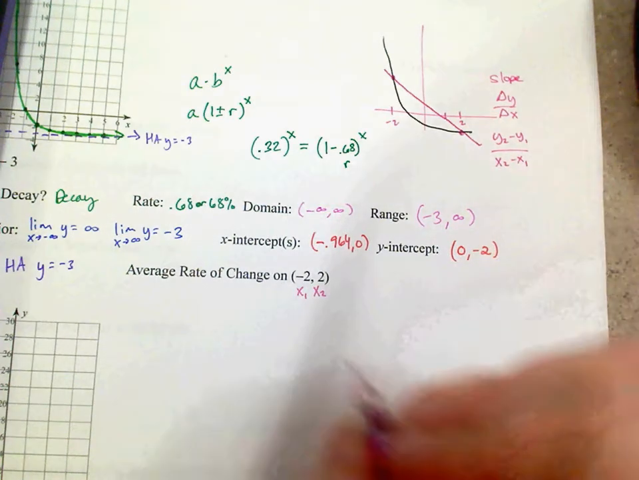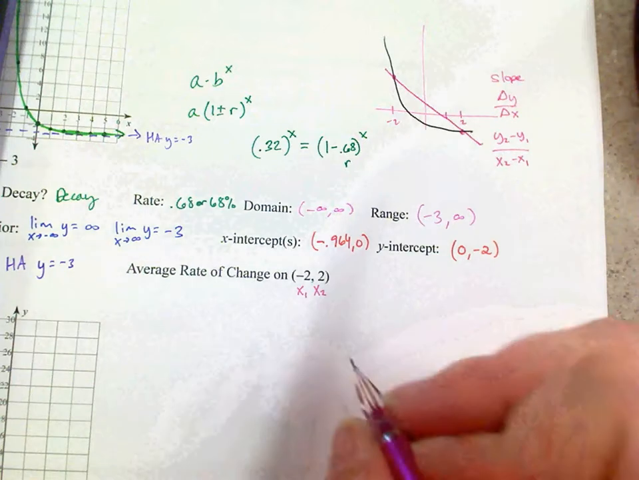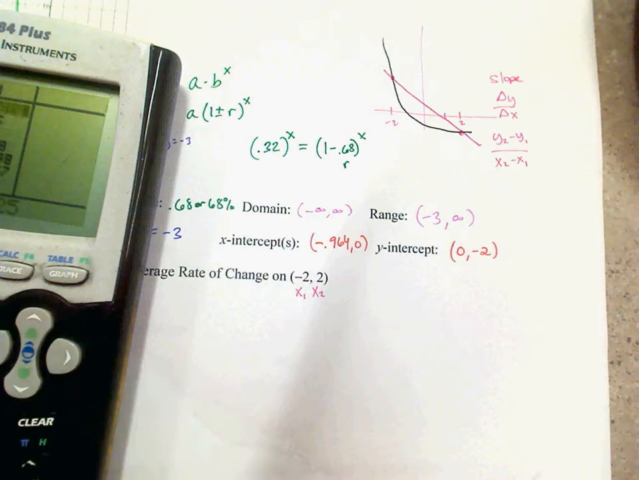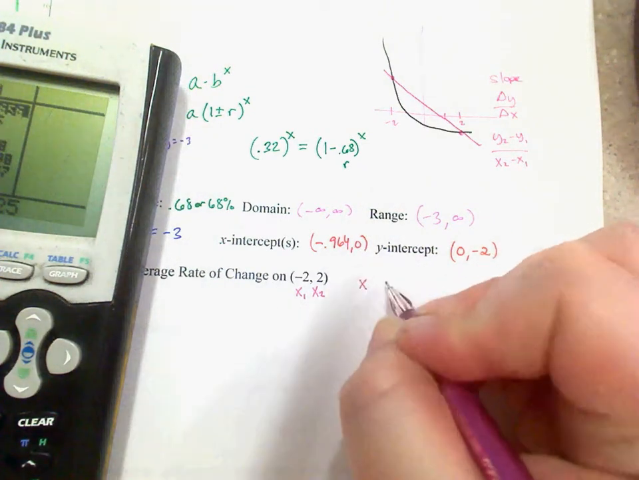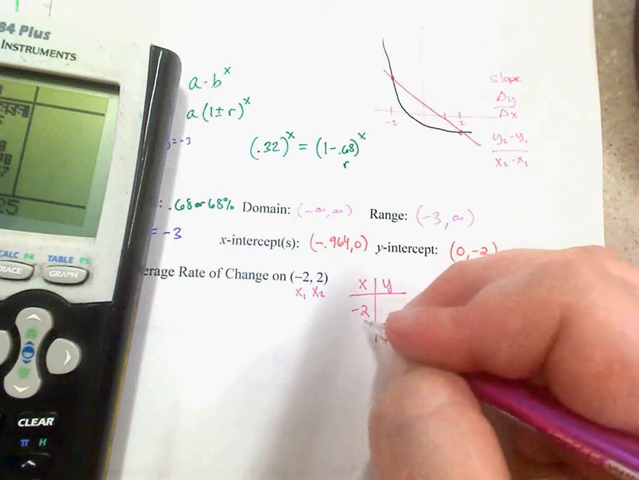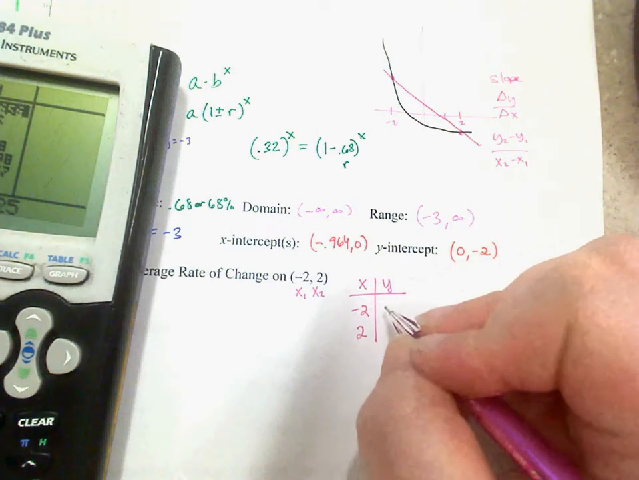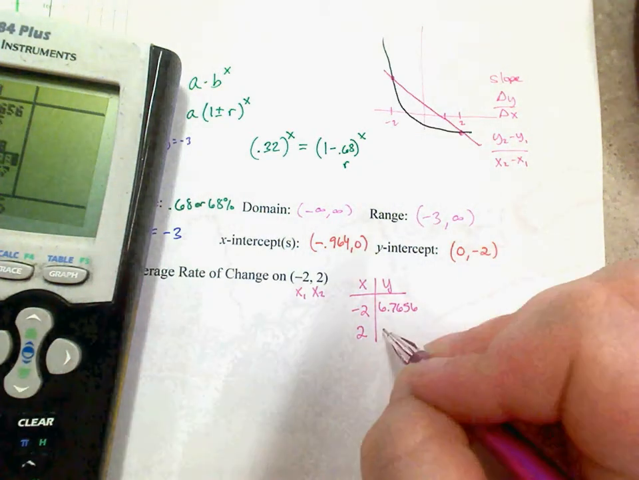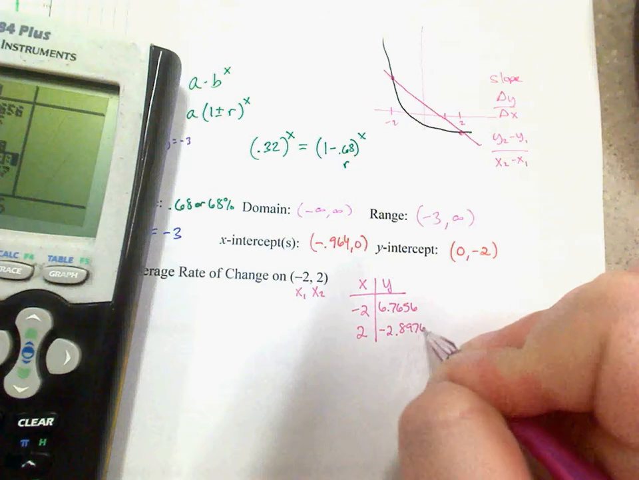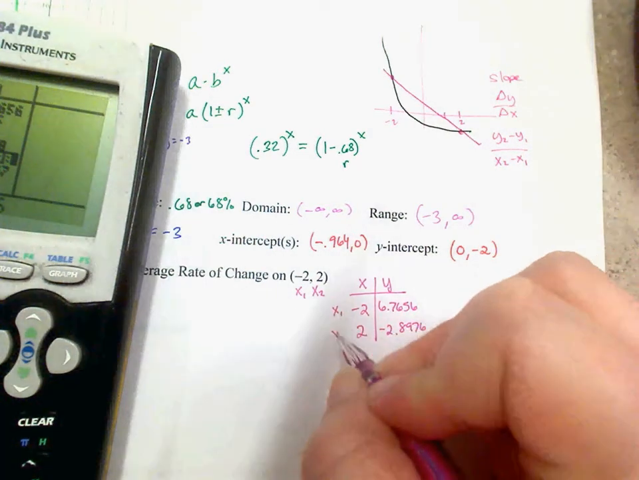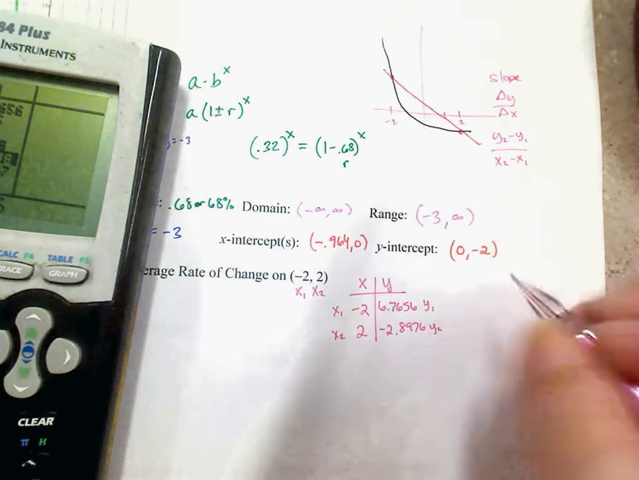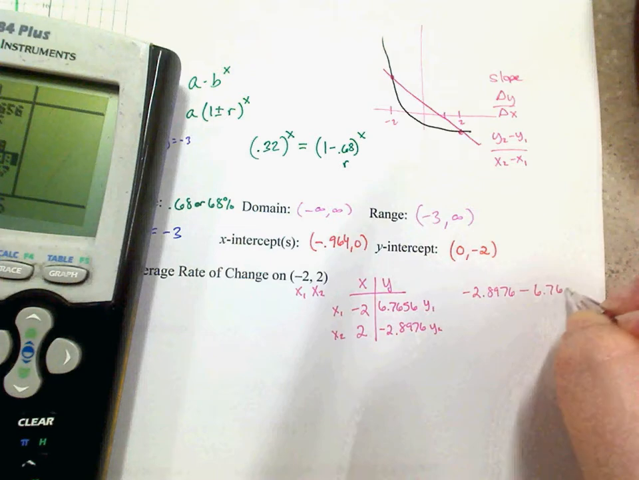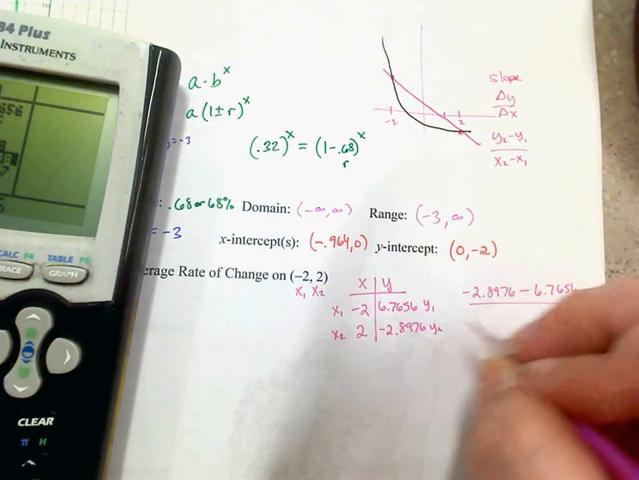Okay, so I've got my x values, I need my y values. At -2, the y value is 6.7656, and at 2, the y value is -2.8976. So, x1, x2, y1, y2. So -2.8976 minus 6.7656 over x2 minus x1.